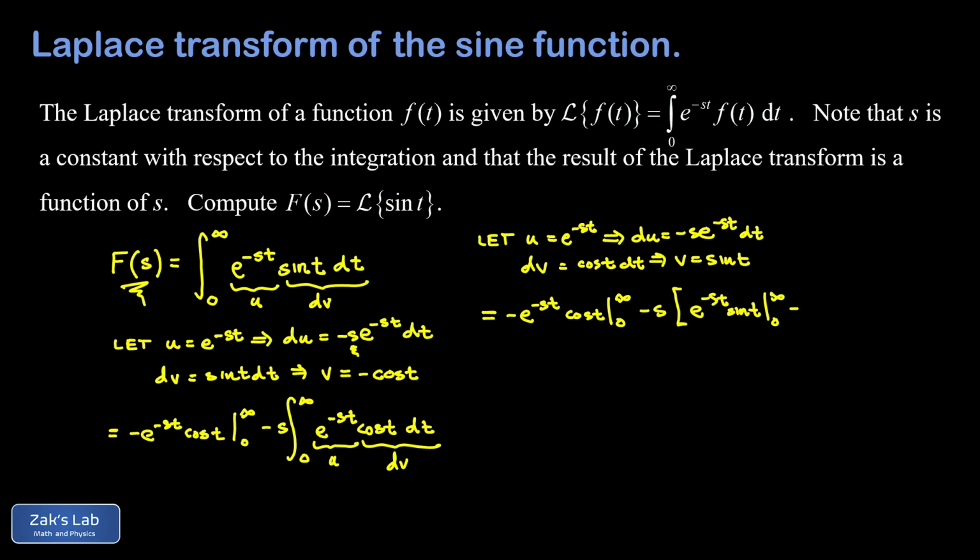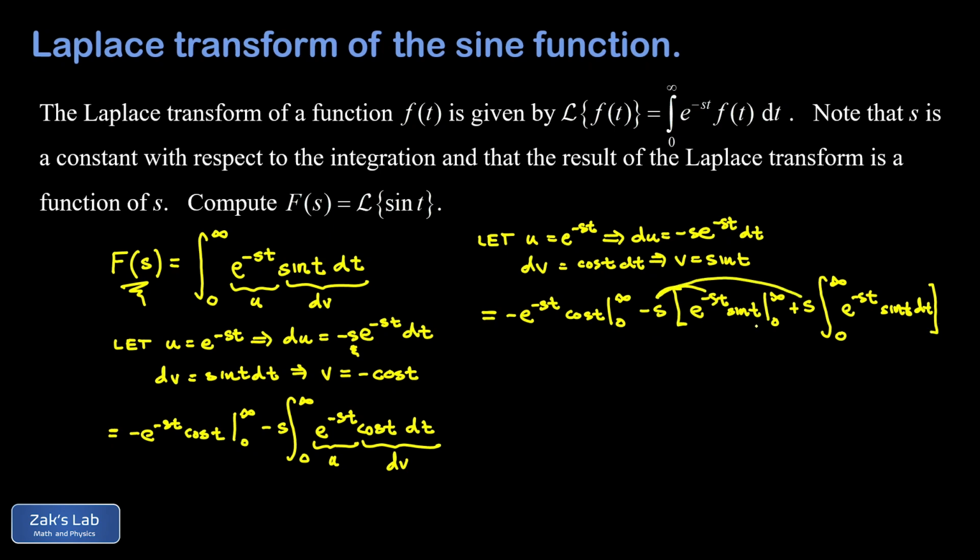Well, this time v times du has a net minus sign in it, so I can pull that out in front and I get a positive result. We could also factor out an s. So I end up with a plus s integral from 0 to infinity, e to the negative st sine t dt. And there's our original integral. So I still have to distribute this negative s.